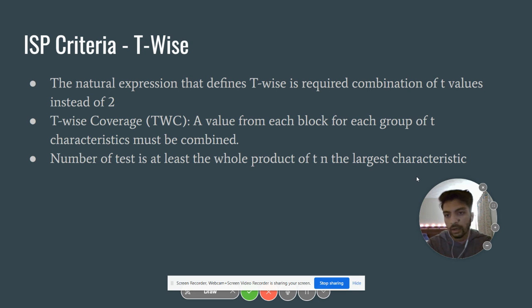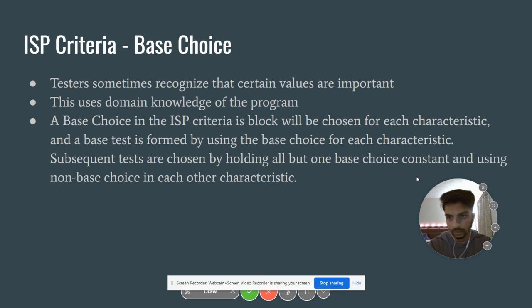ISP criteria for T-wise would be the natural expression that defines T-wise, and it requires the combination of T values instead of two. T-wise coverage, TWC, is where a value from each block for each group of T characteristics must be combined, and the number of tests is at least the product of T and the largest characteristics.